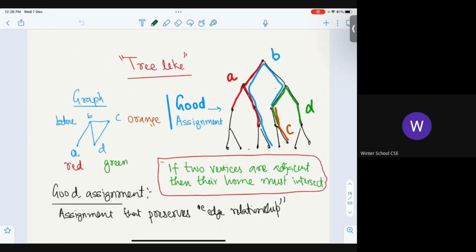Okay, so what is the load of this particular vertex? There's a red tree and a blue tree passing through it. So the load is 2. Okay. What is the load of this vertex? If you notice, there's a blue one, a green one, a red one, and an orange one. So its load is 3. And what is the load of a tree? The load of a tree is the maximum of the loads of any node in this tree. So what is the load of this particular tree? 3. Right? Is that clear?